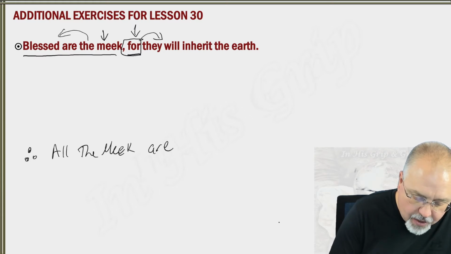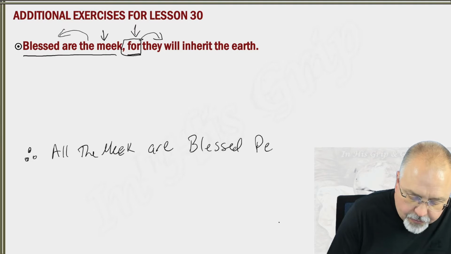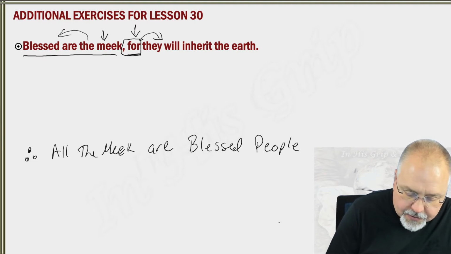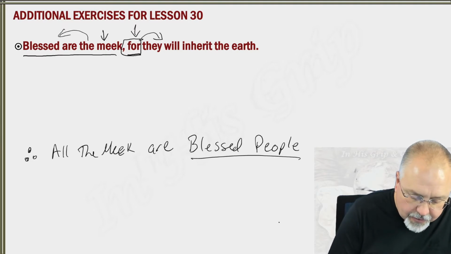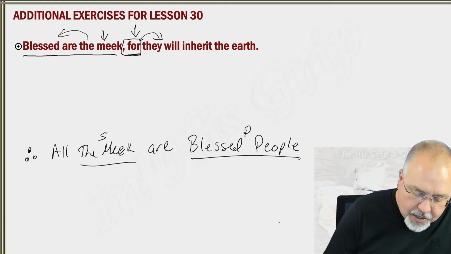All the meek are blessed people. All right. Now let's do our labeling like we normally do, right? The meek is S, which is the minor term. Blessed people is P, because it's the predicate, and it is the major term.